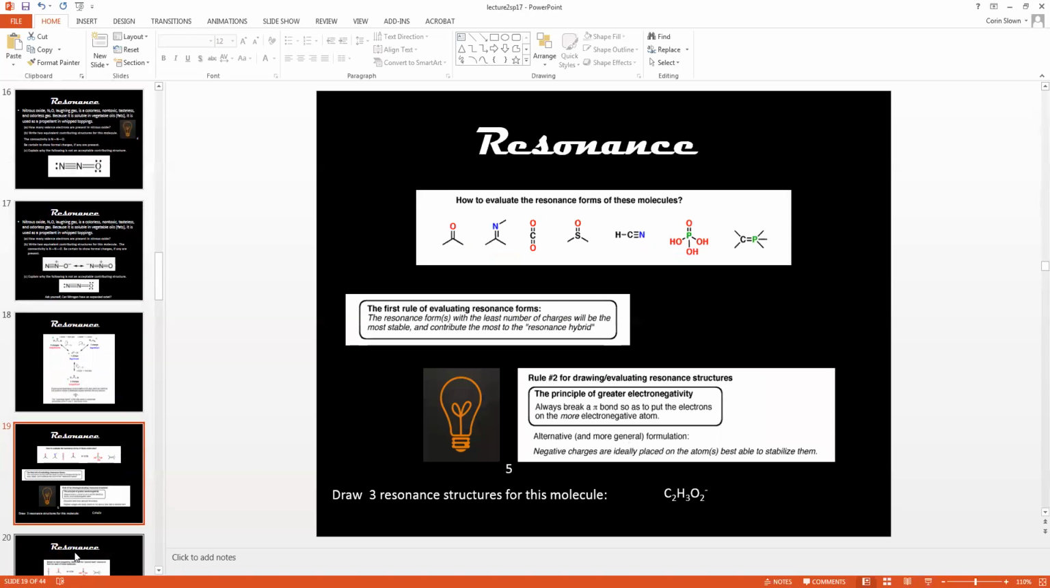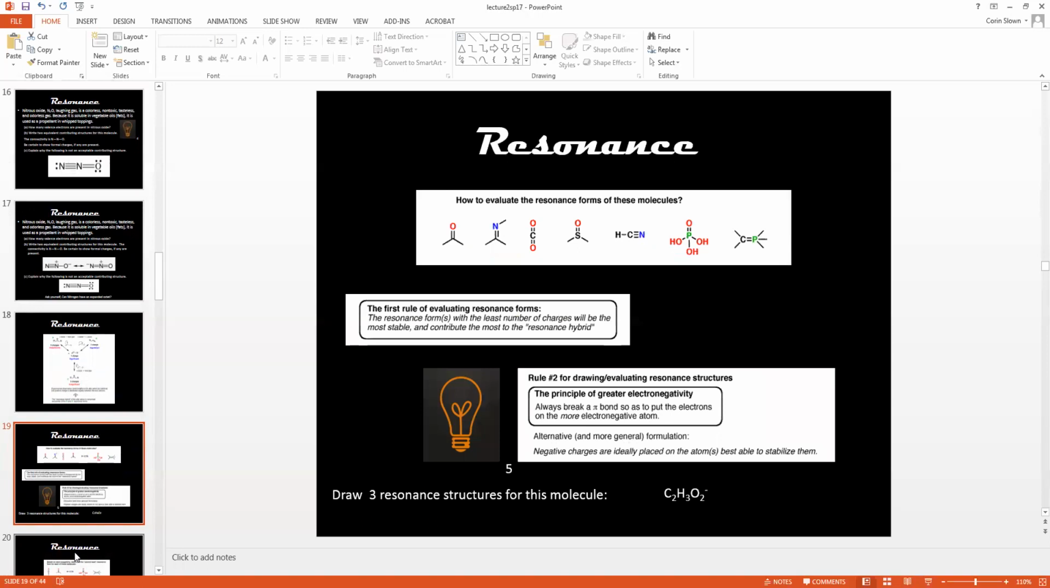So, how do we evaluate resonance forms? Take a look at the structures that you see here. The first rule of evaluating resonance forms is that it has to be the form with the least number of charges. That's going to be the most stable, and that's what contributes the most to the resonance hybrid.